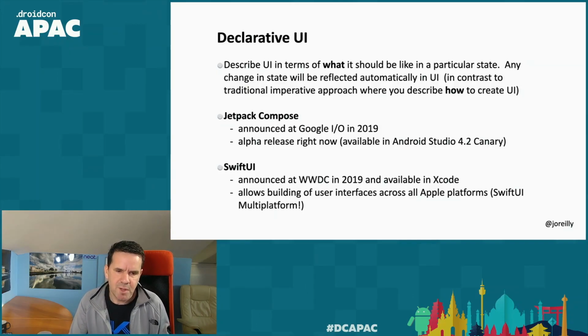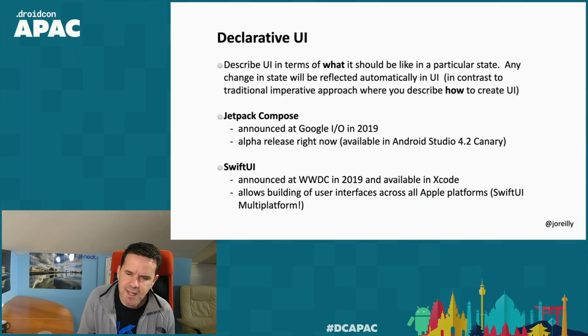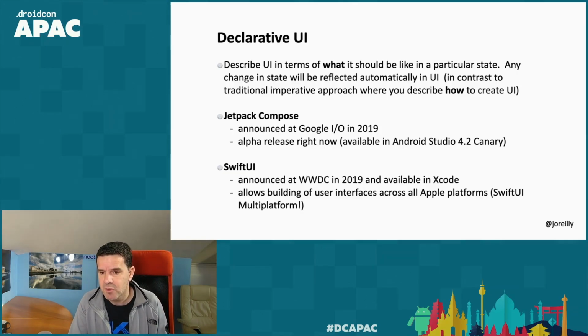And just a bit of background, Jetpack Compose was announced at Google I/O in 2019. It's an alpha release right now. It's available in Android Studio Canary versions. SwiftUI was announced actually only a couple of weeks after that, but it was at a more advanced stage. It was available to download as an Xcode beta that evening, and that's actually how I started down this path somewhat. And it allows building of user interfaces across all Apple platforms.